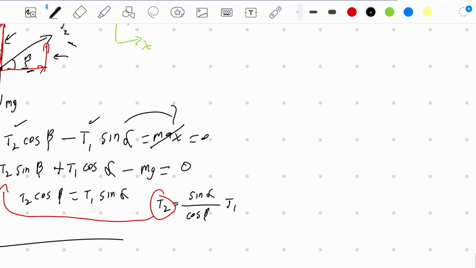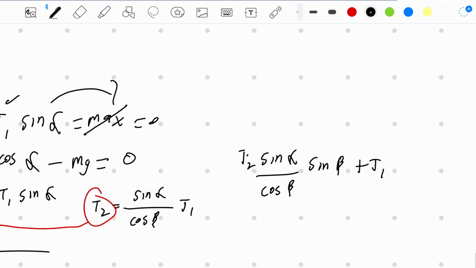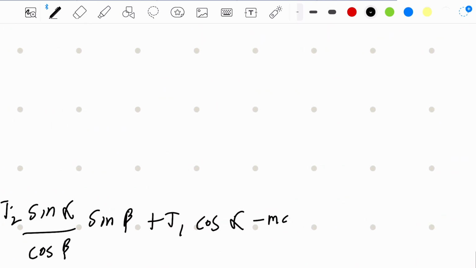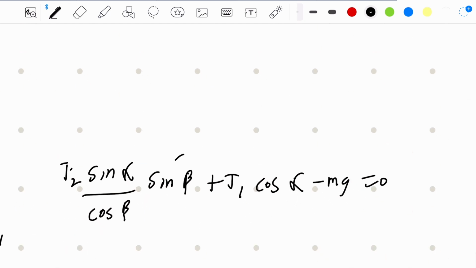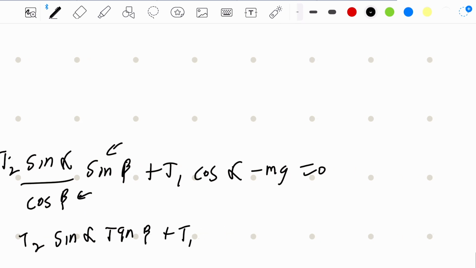So we'll have T2 sine beta, which is T1 sine alpha over cosine beta times sine beta, plus T1 cosine alpha, minus mg is equal to 0. Well, look at this, sine beta and cosine beta. If you have a sine divided by a cosine, that's a tangent. So we have T1 sine alpha tan beta plus T1 cosine alpha minus mg is equal to 0.